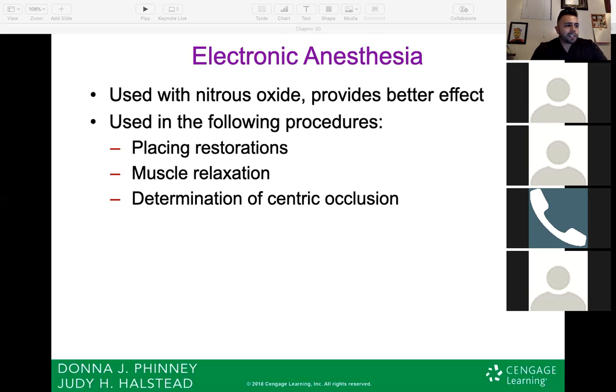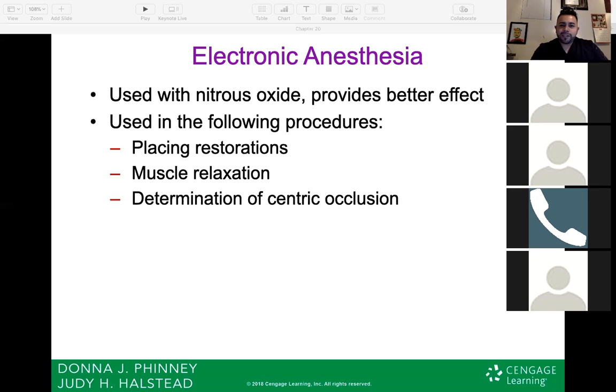Okay, talking about electronic anesthesia. We don't use electronic anesthesia in most offices. If you happen to work in an office that's very updated or bougie, for lack of a better term, they might have some type of electronic anesthesia.